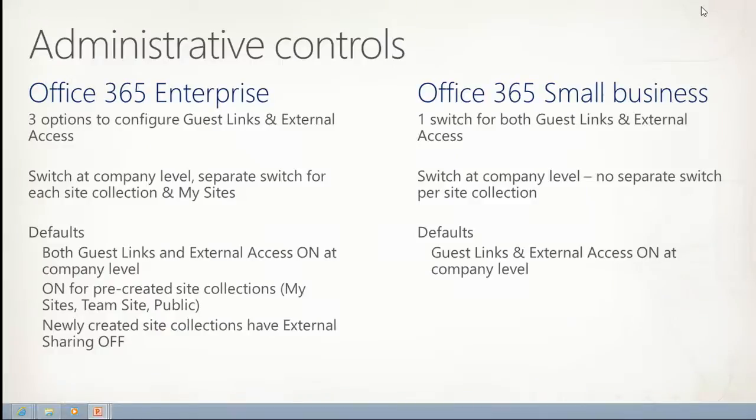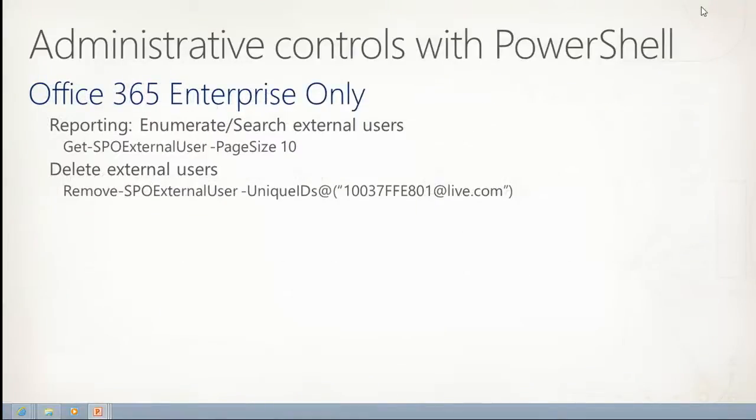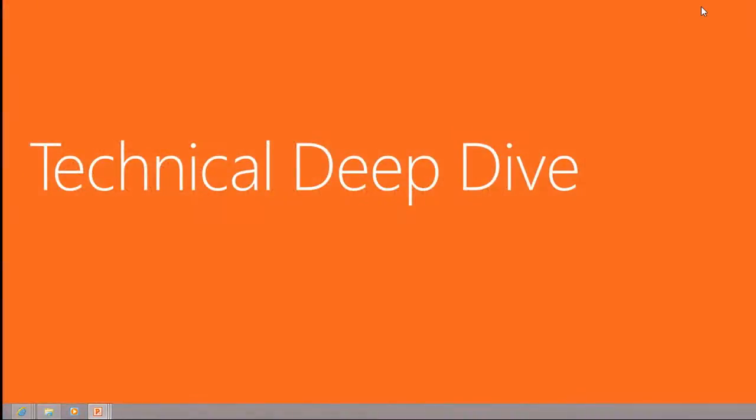Now, if you are an Office 365 enterprise user, we've introduced additional features for managing external access, and that's our PowerShell commands. With PowerShell, you can see what external users are there, and you can also delete any external users that you don't want. So we've just introduced a couple other ways that you can control external access. That's a very broad overview of all the sharing features that we have in this release of SharePoint. But now let's take a deep dive and see how all those things work.